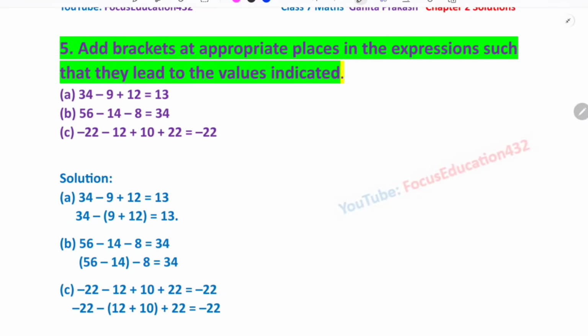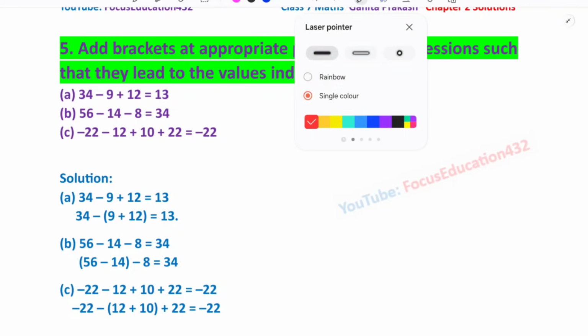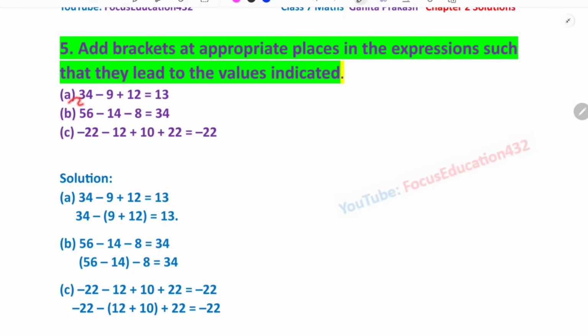The next question, fifth question. Add brackets at appropriate places in the expressions such that they lead to the values indicated. So here what is given to us in the question, 3 bits, brackets are not given. So here we have to add brackets so that by adding the brackets, the values should not change. Right or not? So appropriate bracket should be added. Now the first one, 34 minus 9 plus 12 is equal to 13. So this is what is given to us. 34 minus 9 plus 12 is 13.